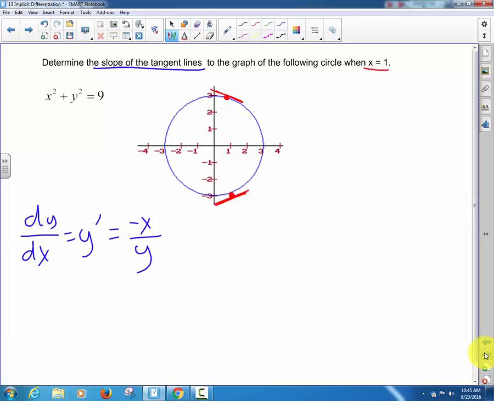Very good. We've been doing this for several weeks now, so we know we're going to put 1 into the derivative. What's the problem with just putting 1 into the derivative this time, though? We need the y. So how do we get the y? Jasmine's exactly right. 1 plus y squared equals 9. So y squared equals 8. So y equals plus or minus the square root of 8.